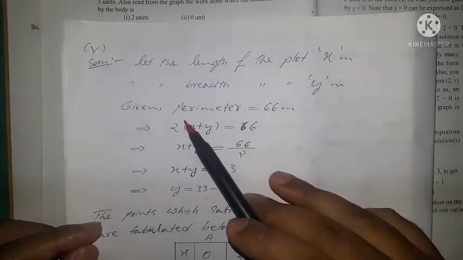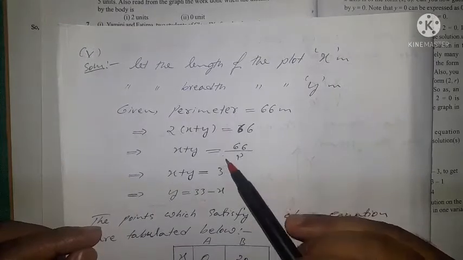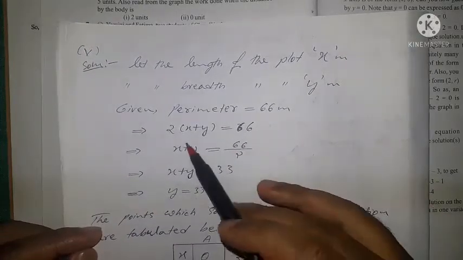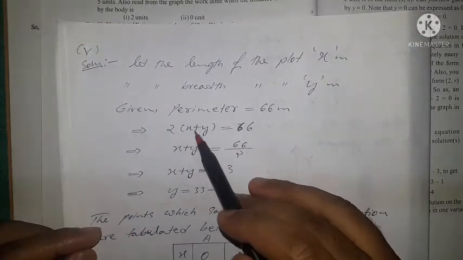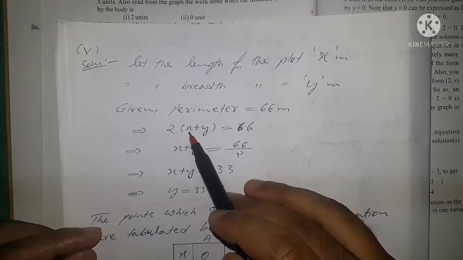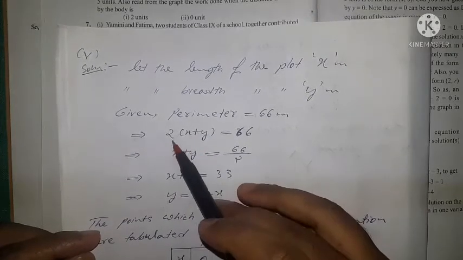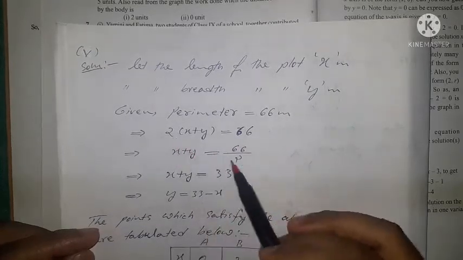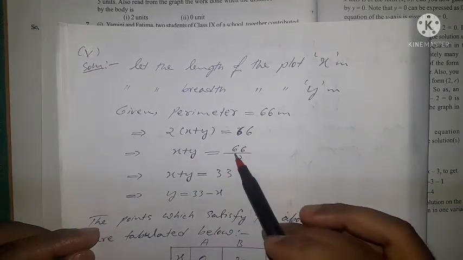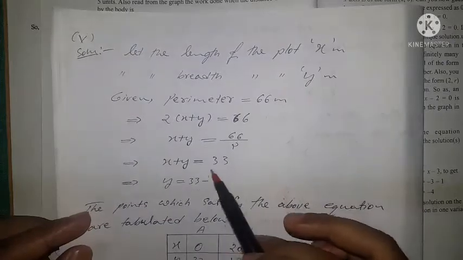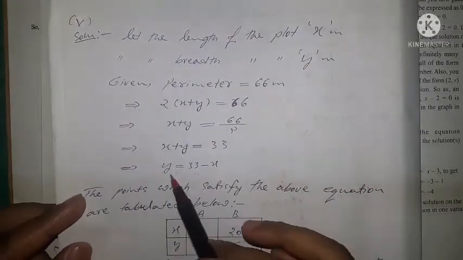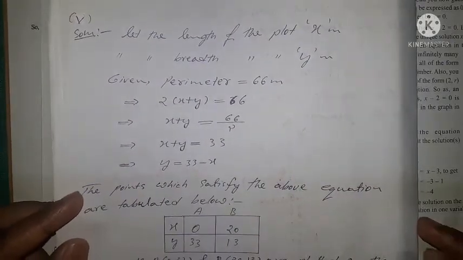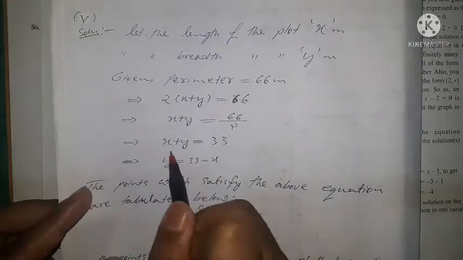So we know the formula to find the perimeter of a rectangle. So it is 2 into length plus breadth. So if the length is x and the breadth is y, it will be 2 into x plus y equals 66. So if 2 comes down, it will be x plus y is equals to 66 by 2. Therefore x plus y is equals to 33, which implies y is equals to 33 minus x. So actually this is the linear equation.